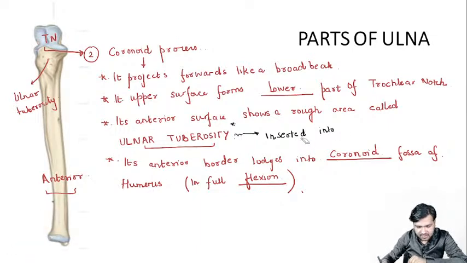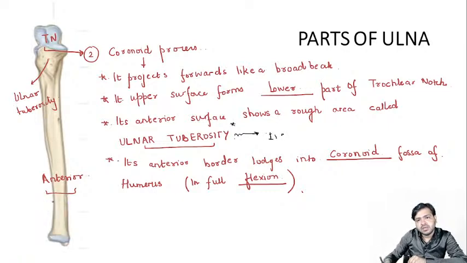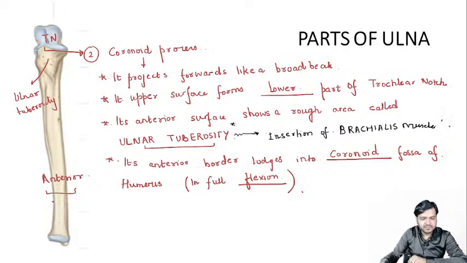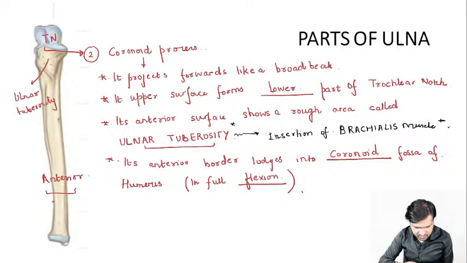Just write it like this, basically: insertion of brachialis muscle is there. और ये क्वेश्चन बहुत इंपॉर्टेंट है, इसको मार्क भी कर लेना. Insertion of brachialis muscle over the ulnar tuberosity, okay.